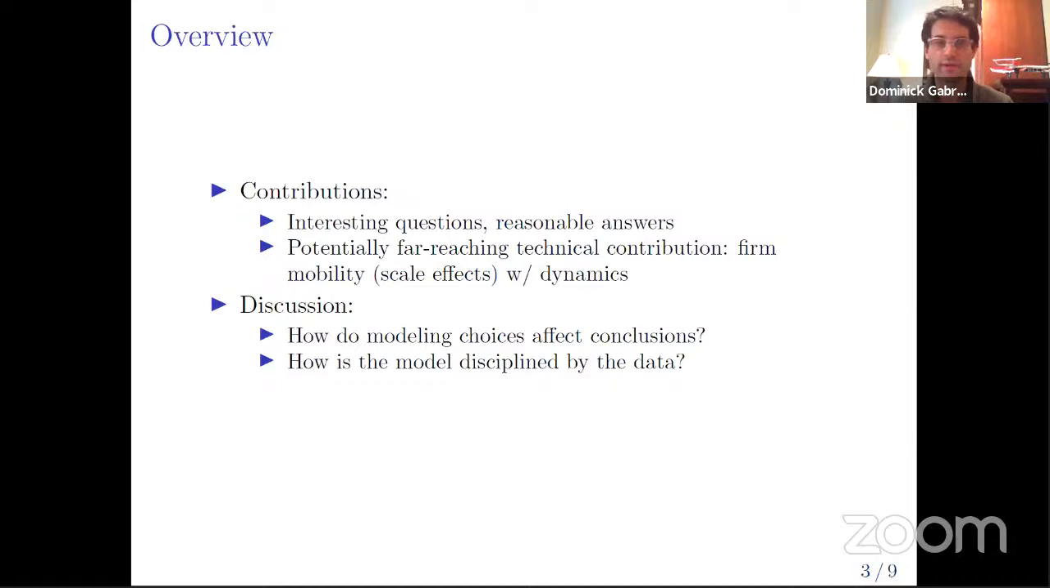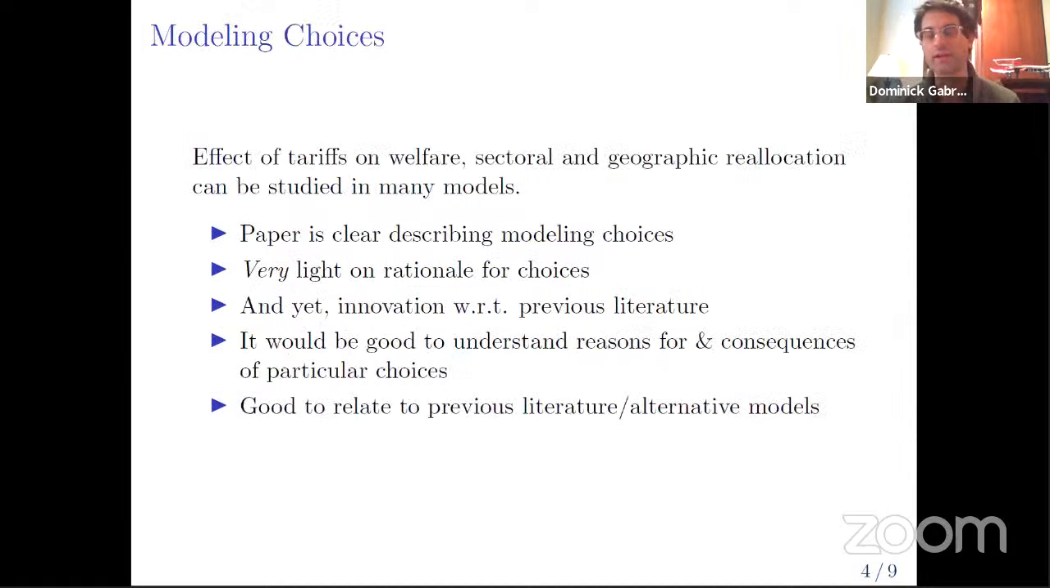My discussion, the rest of it, is going to focus on two issues. One is, how do the modeling choices affect the conclusions? And the second is, how is the model disciplined by the data? So, we all know the effects of tariffs on welfare, reallocation, both sectoral and geographic. There's a lot of different frameworks that we can think about these questions in.